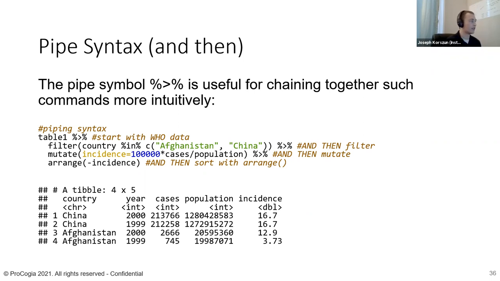In this case, we're looking to filter the data set. We're looking at country and we're saying a similar command to most programming languages, just in. So when a value is within the data set, we're looking for those references. The references here are going to be Afghanistan and China. And then, at the end of that line, we have another pipe. We're going to mutate the data set, so we're going to define incidence as a variable. That was 100,000 times the cases, and those values are going to be over the population. So here we're defining a variable. We're filtering the data set already for Afghanistan and China, and then we're going to be arranging that data set in descending order based on the incidence value that we just calculated.